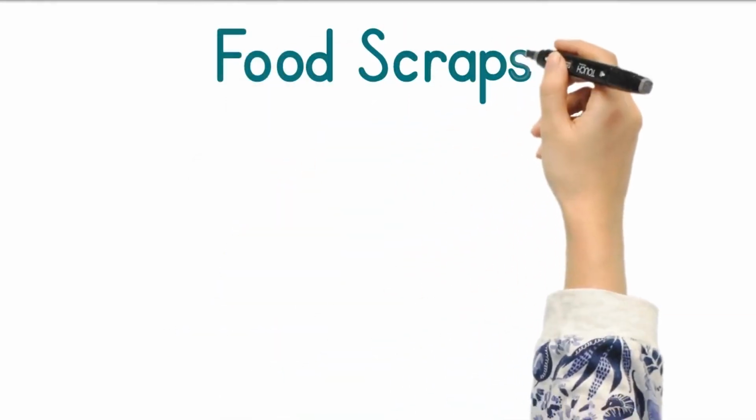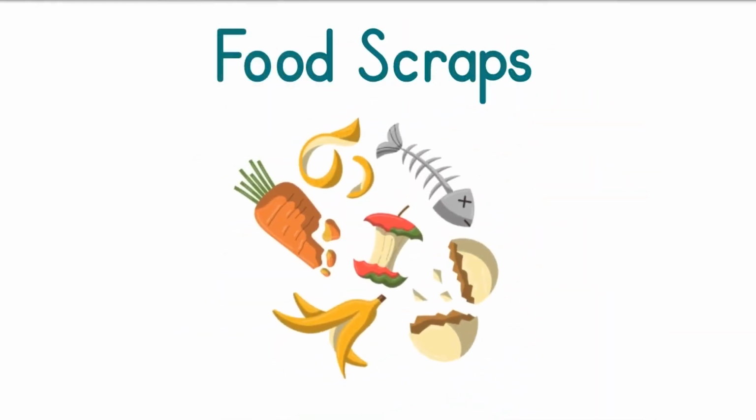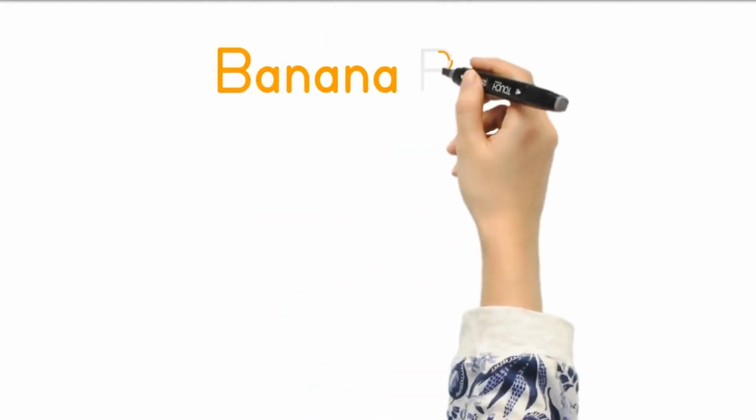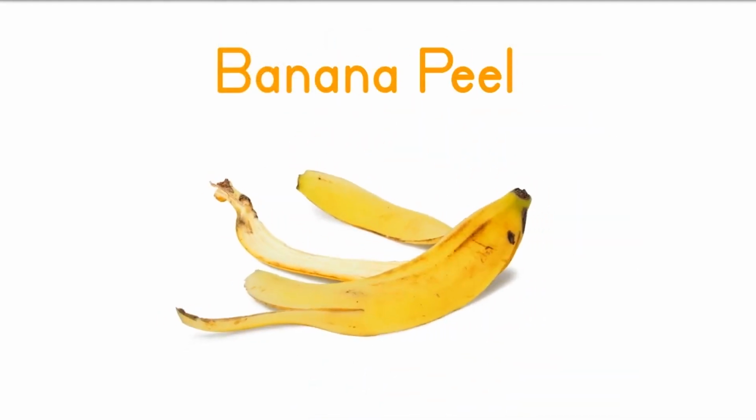Let's learn some new English words. These are food scraps. Food scraps are the things we throw away after eating or cooking. Banana peel. We eat the banana, but we throw away the peel.